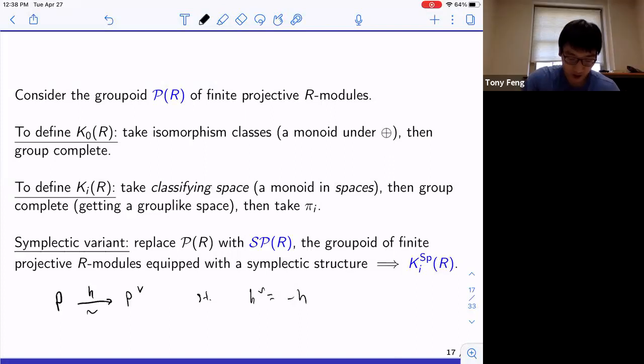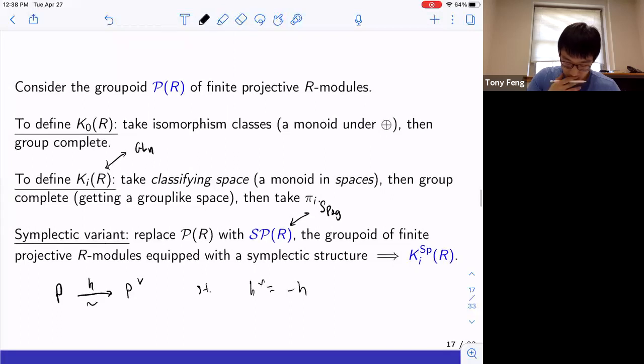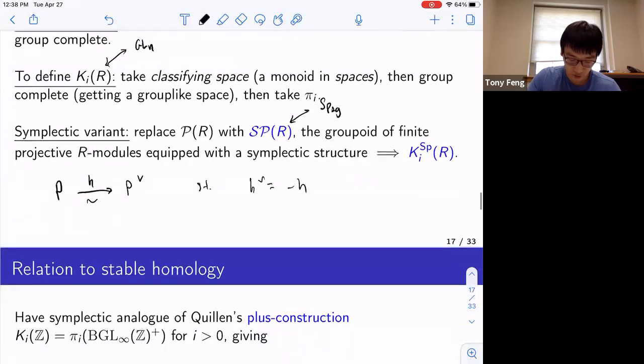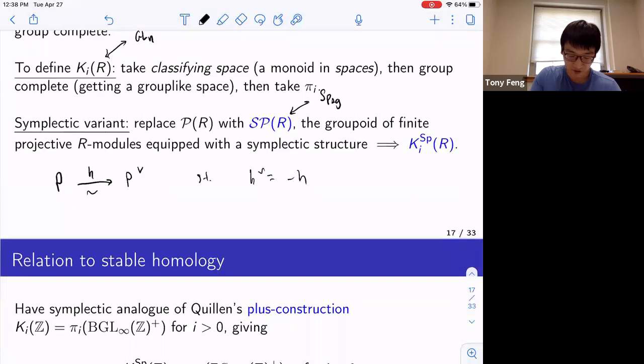That's what I was going to say. So I think of algebraic K-theory as related to the algebraic group GL_n, and in an analogous way, the symplectic K-theory is related to the group Sp_2n. So this is the definition.